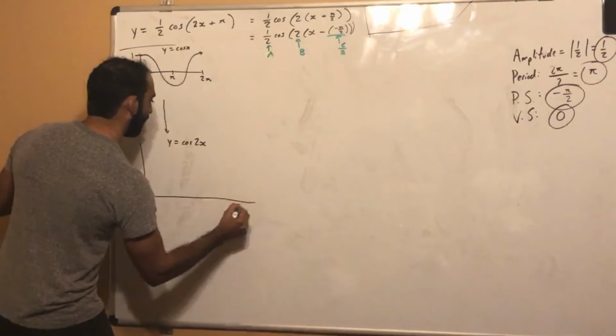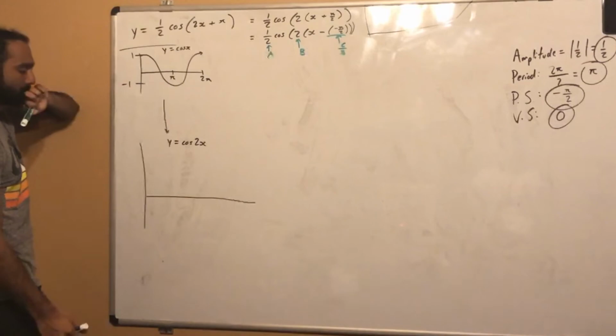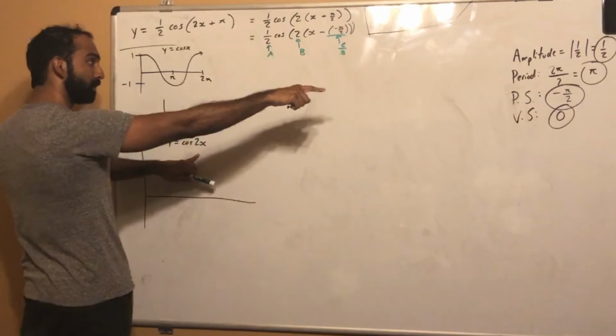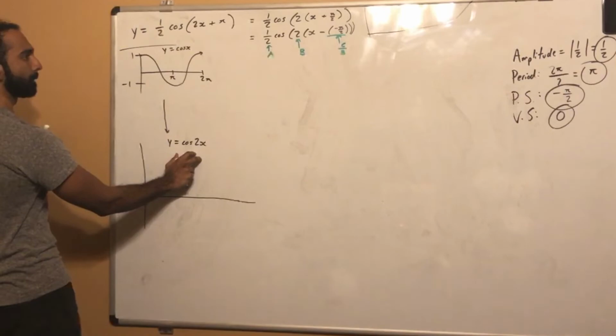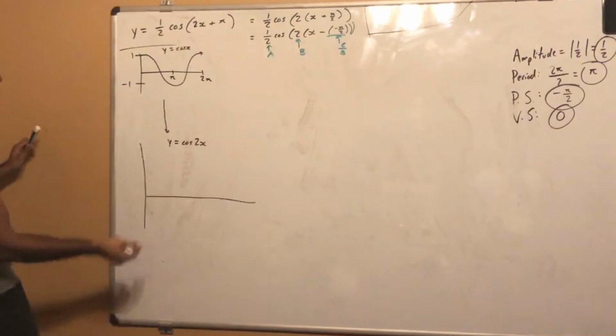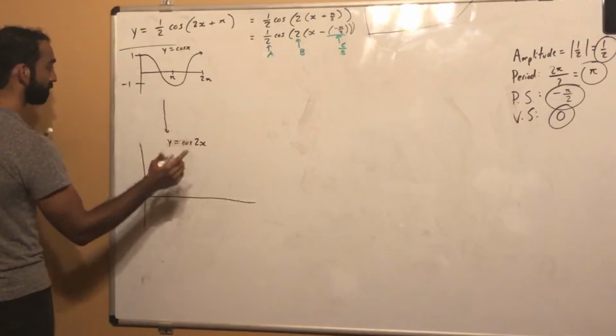And with horizontal compression, horizontal stretching, I want to look at which of those four quantities? The B value, and we use the B value to compute the period. The new period is how much for this one? It's 2 pi over the B value, but it just comes out to be pi again. Even though it doesn't look like it, the period's pi.